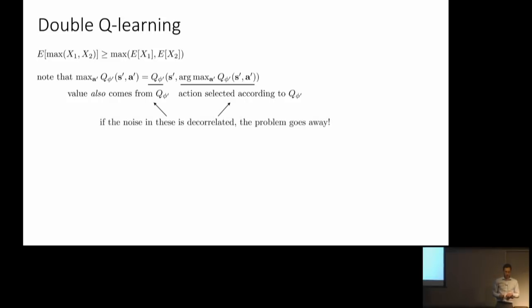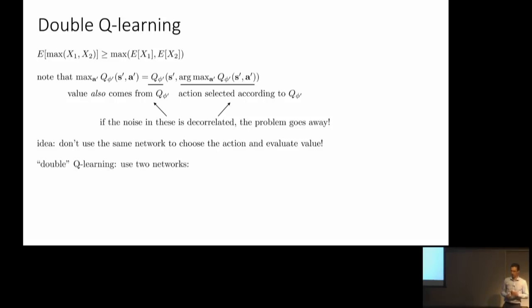It's called double Q learning because we're going to have two Q functions. The goal of having those two Q functions will be to decorrelate the value from the action, meaning decorrelate the errors in the value from the errors in the action. So if we don't use the same network to choose the action as the one that we use to evaluate its value, then maybe this overestimation of errors problem can be addressed. So we're going to have two networks. We'll call them phi A and phi B.